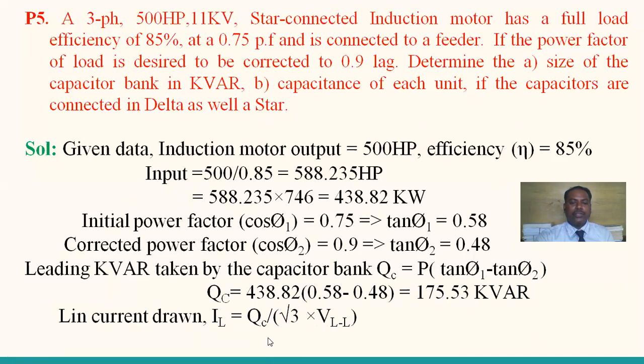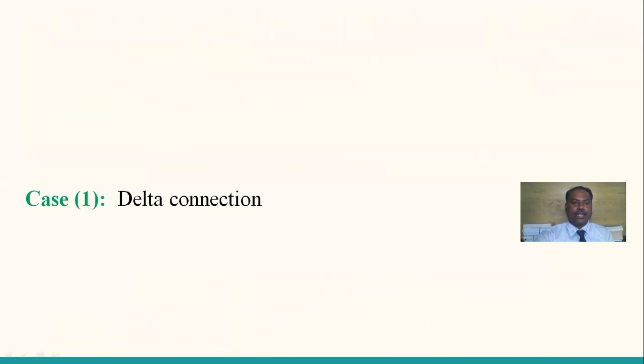Which is equal to 175.53 kVAr divided by root 3 into 11 kV, which is equal to 9.213 amperes, the magnitude of current. So this current is varying for star connection as well as delta connection. Let us take the first one, the delta connection. In delta connection, the voltages are the same, but the line currents are root 3 times the phase currents.